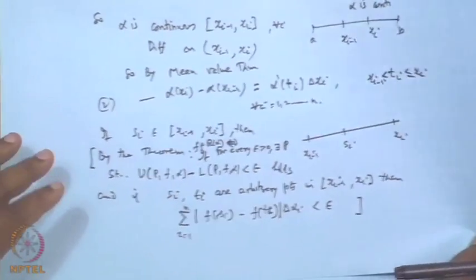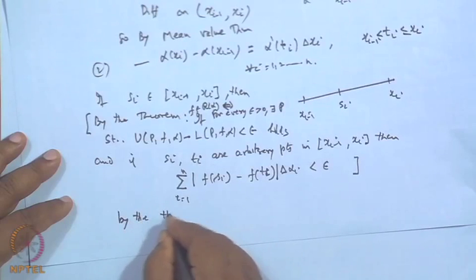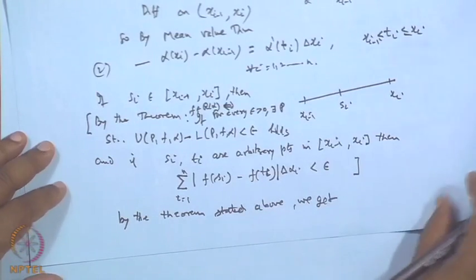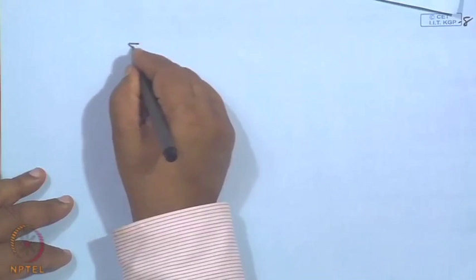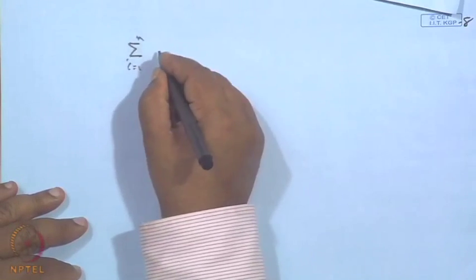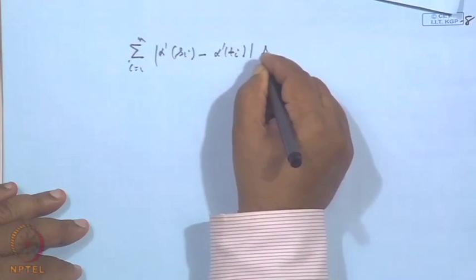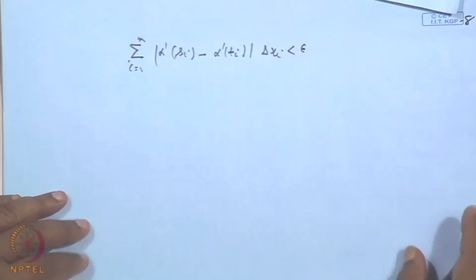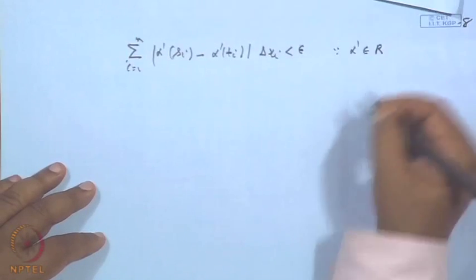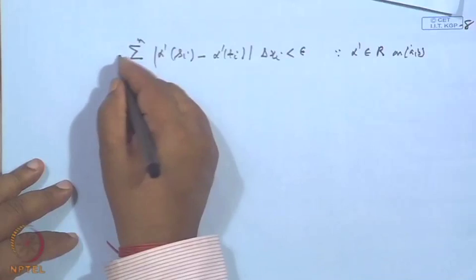So, if s_i is any point of this, then by the theorem stated above, we get immediately the sum over i equal to 1 to n of |alpha dash(s_i) minus alpha dash(t_i)| times delta x_i is less than epsilon null, because alpha dash is in R on [a, b]. This is given, and that's why this result is valid. So, let it be condition 3.